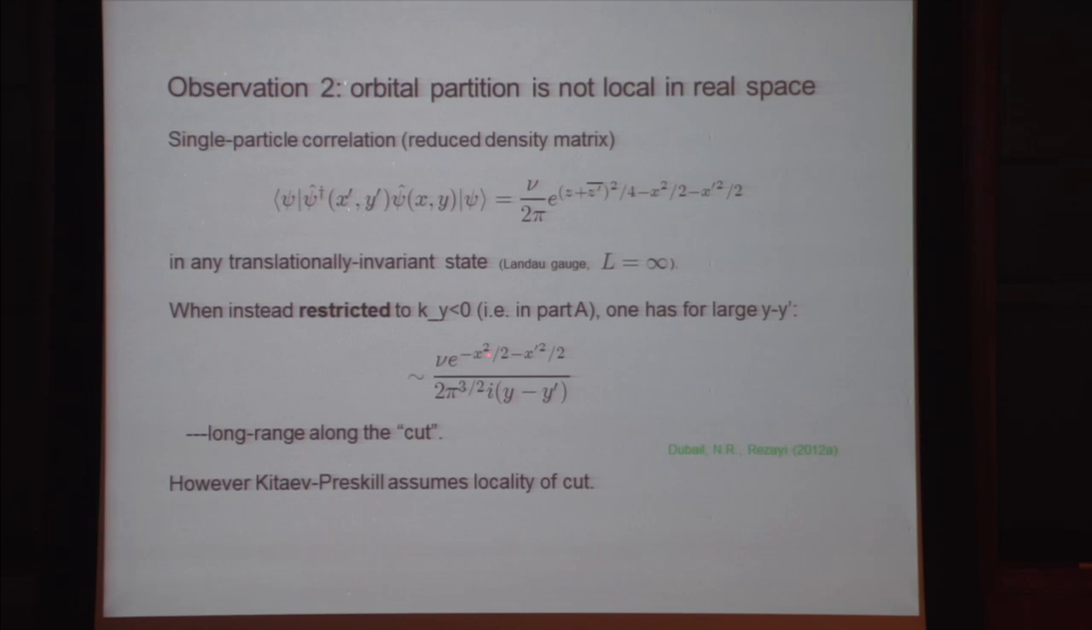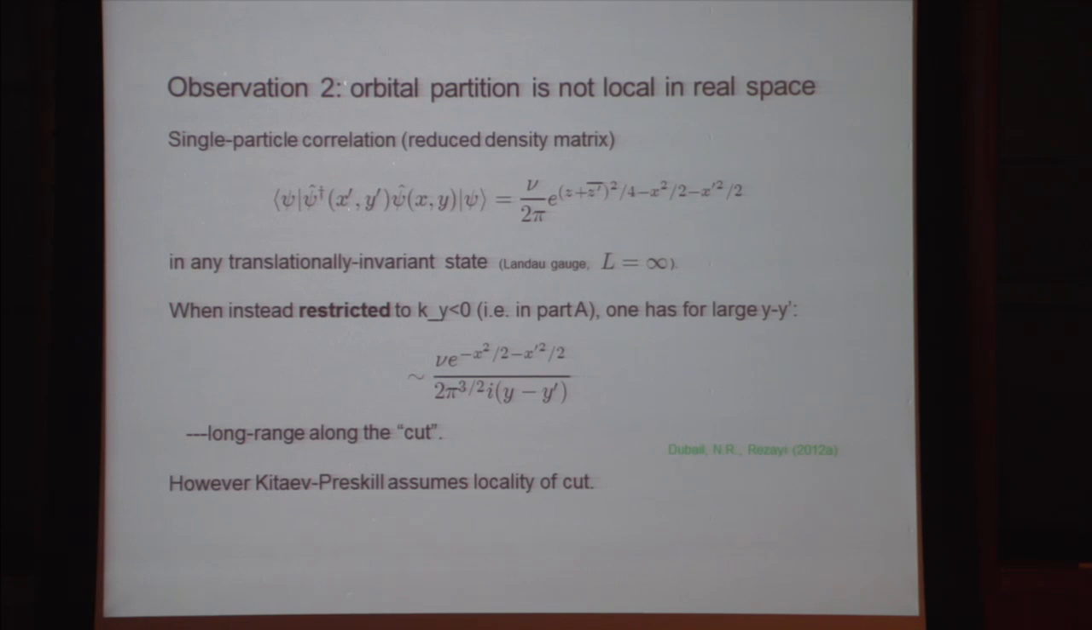Here the cut is at basically x is 0, and this decays as a Gaussian if you go into the left side of the system, but more importantly, along the cut, it decays with a power. So this illustrates that this orbital partition is not really local in real space, even though it looks approximately so. Whereas the Kitaev-Preskill arguments assume that the cut really is local. So this may be a problem with the use of the orbital partition.